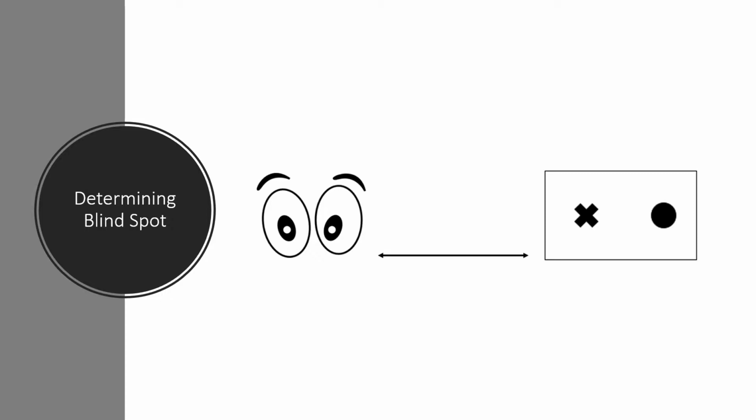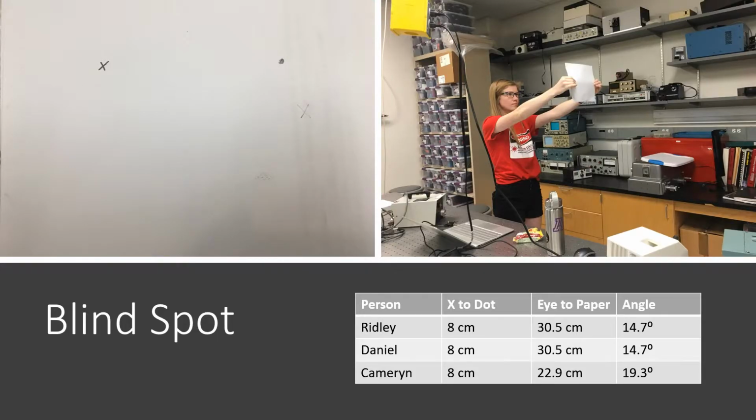out the blind spots. The way we tested our blind spot in lab was with a paper that had a dot and an X on it. By covering up one eye, we stared at a dot on the center of the page. 8 centimeters over from the dot was an X. The paper was moved closer and closer to our face until the X disappeared. The distance was measured and the results for each team member's eyes are shown below.